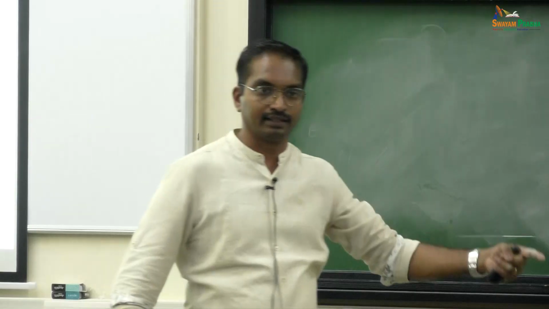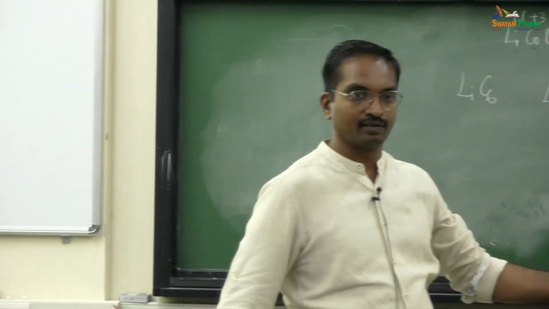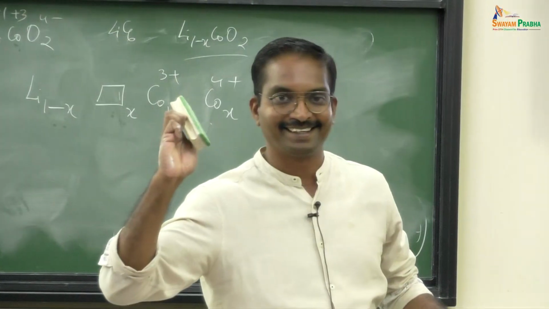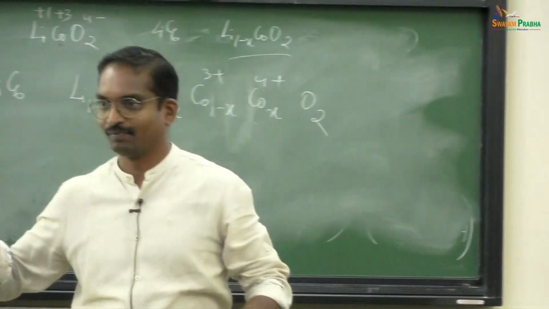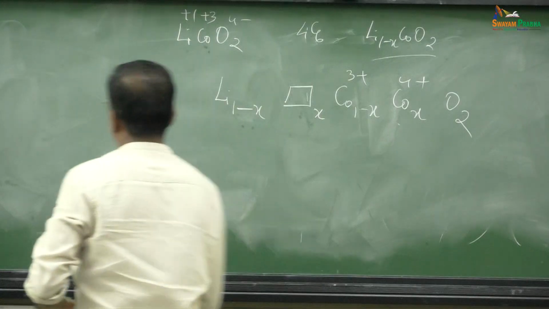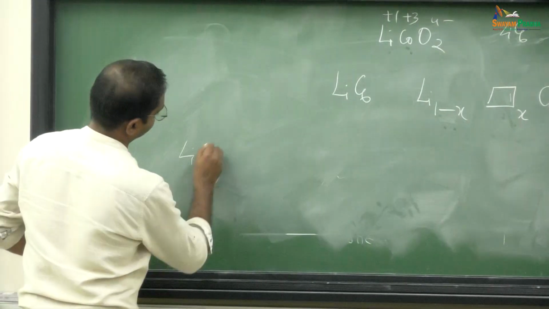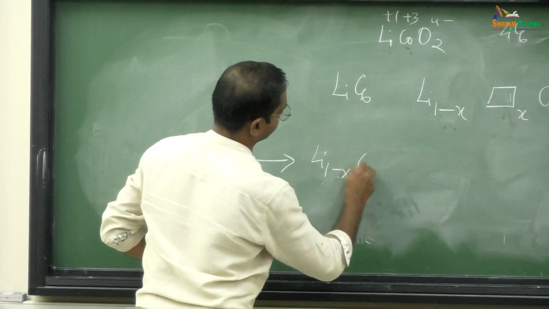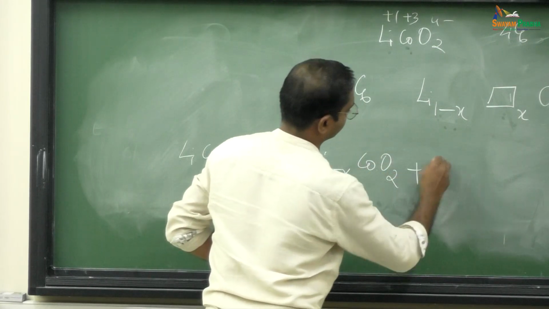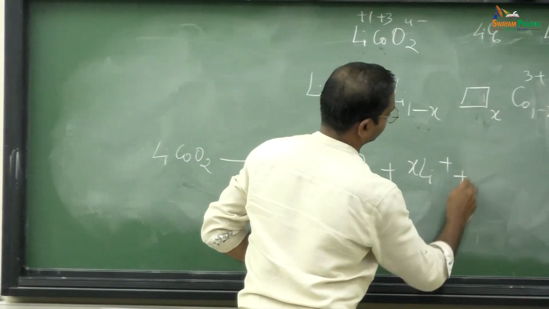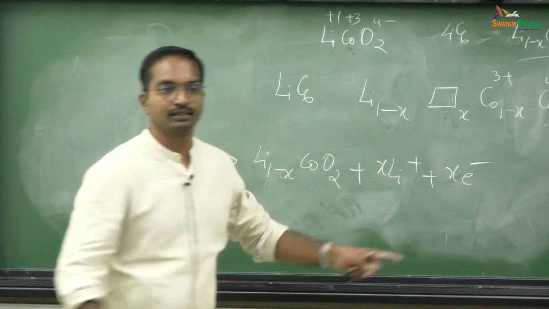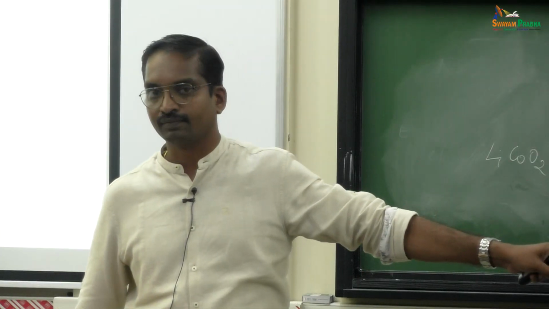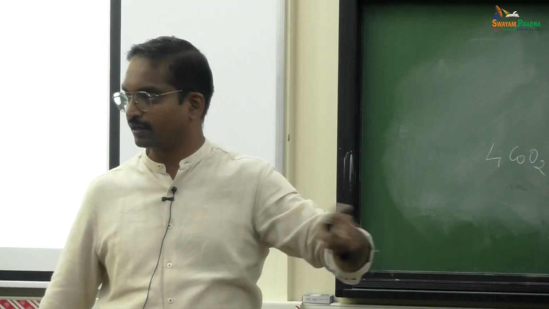Whenever I steal one lithium, one Li plus comes out, one electron also comes out, right? You do it that way. So, what is the reaction? Yeah, this is the half cell reaction. Make sense? All of you agree?